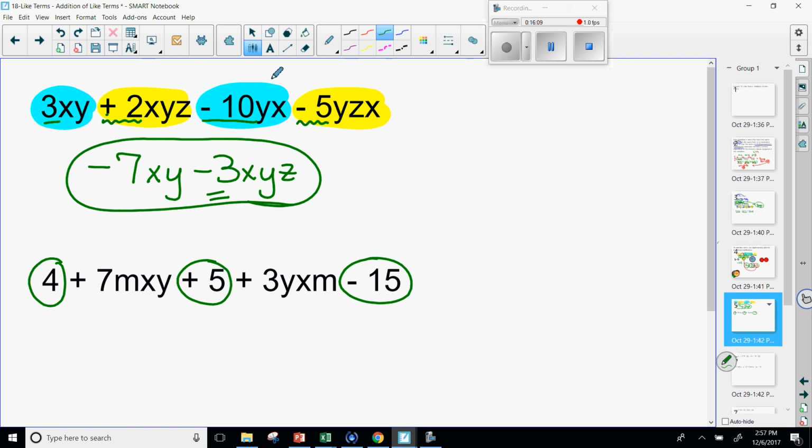Now I'm going to work through the second term, which is positive 7mxy. Is that fourth term a like term? Yes, because it has the variables x and y again, or mxy. That gives you 10mxy.